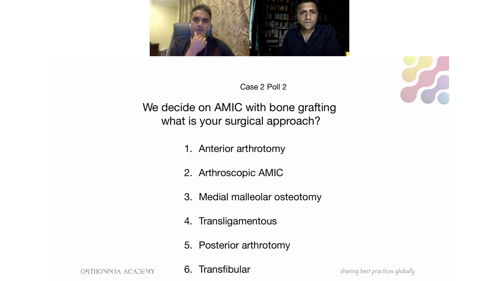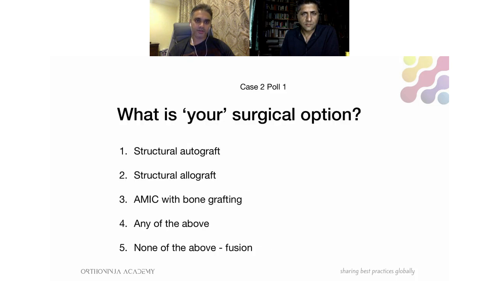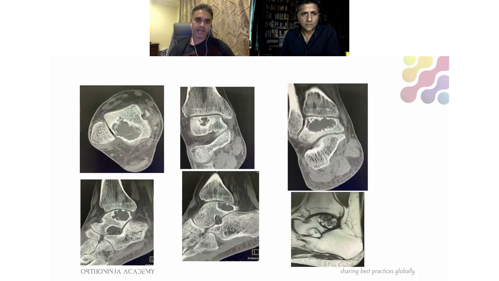Okay. So let's see what I did. I've got a brief video here, the final video before we round up. 70% of the audience seems to go with medial malleolar osteotomy, which is a completely reasonable option. My concern with that was that it's quite a lateral base. I wasn't sure how much of the tibial plafond I would have to bite into and osteotomize to get to that lateral edge.